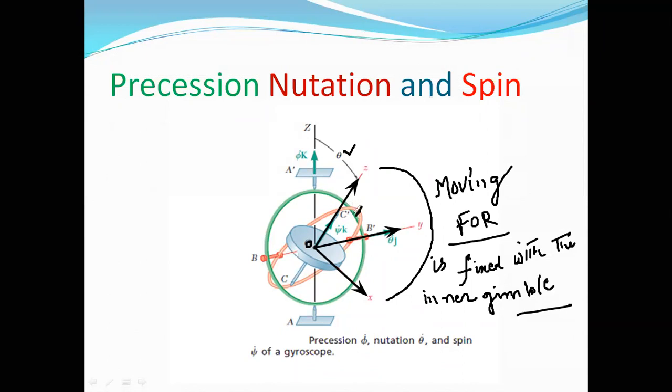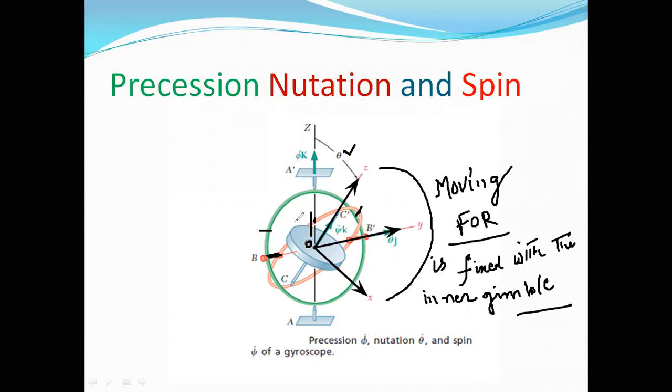This motion can be expressed by this inner gimbal. The inner gimbal can nutate. Sometimes the angle is theta, theta 1, theta 2; it can have various values of this angle theta. That is, it can have nutation. And as the gyroscope starts precessing, that is, as the outer gimbal rotates about the z-axis, the inner gimbal is also rotating with the outer gimbal, because the inner gimbal is attached with the outer gimbal. As the outer gimbal is rotating, the inner gimbal will also rotate.